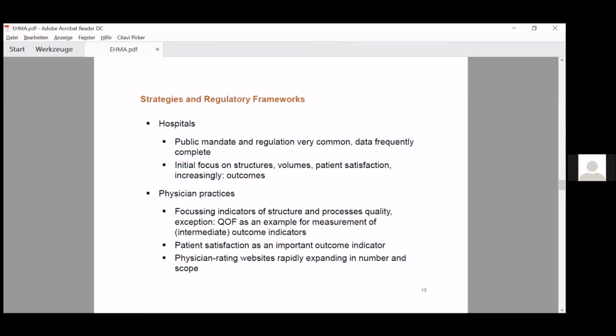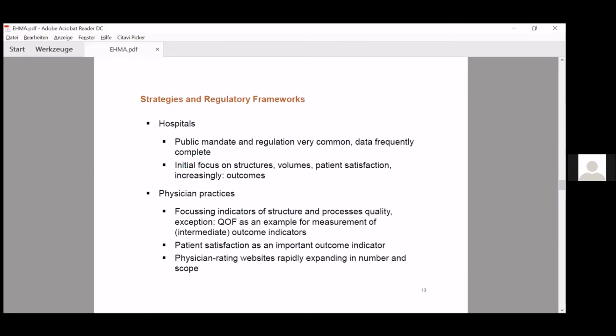And as already said, there's a difference between hospitals and physician practices. For hospitals, quite frequently there is a public mandate, and these systems are improving. Initially, we had a focus on quite simple process and structure indicators, and increasingly real health outcomes are presented in public reporting systems. This is not the case so far in physician practices. Here we have only one example from England, the Quality and Outcomes Framework-based system that is providing some kind of outcome indicators, or rather intermediate outcome indicators.